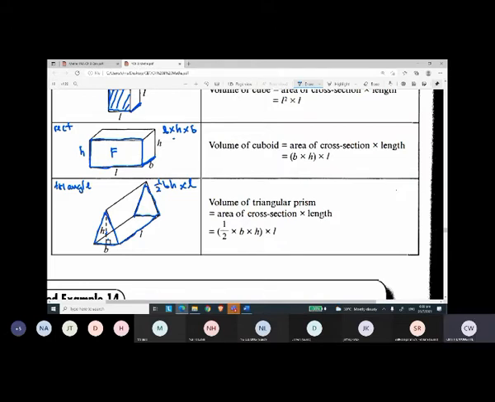Once you know this, any prism that I give you will be the same. For example, if I give you a solid which is not a rectangular prism, not a cube, not a triangular prism, but it is a step. Let's say, for example, it's a step. If I give you this step, okay? Let's say I give you this. You look very carefully.